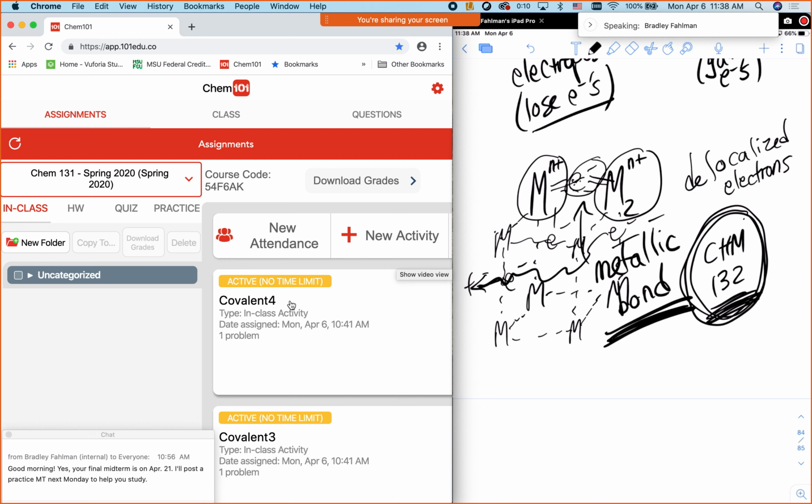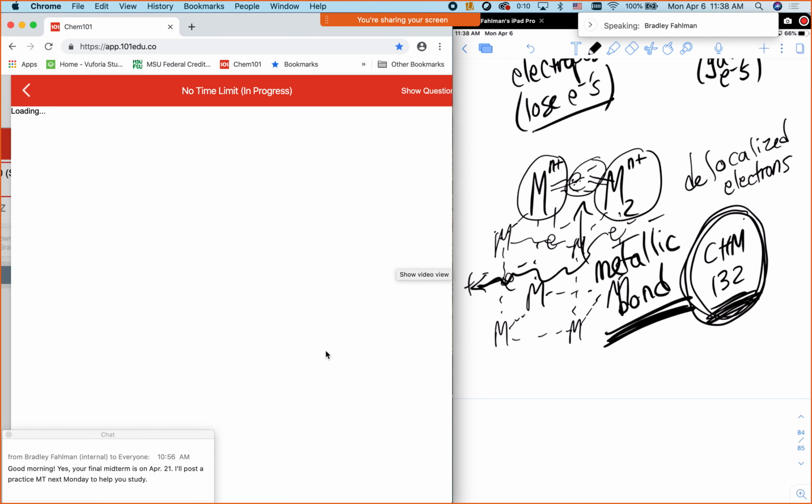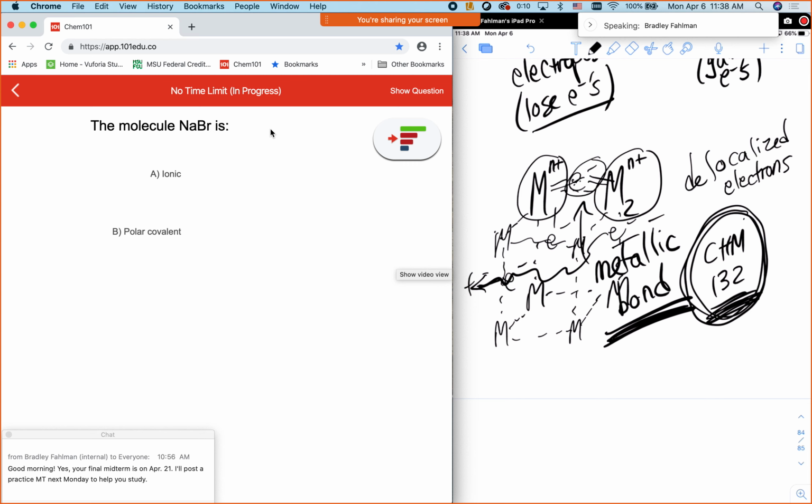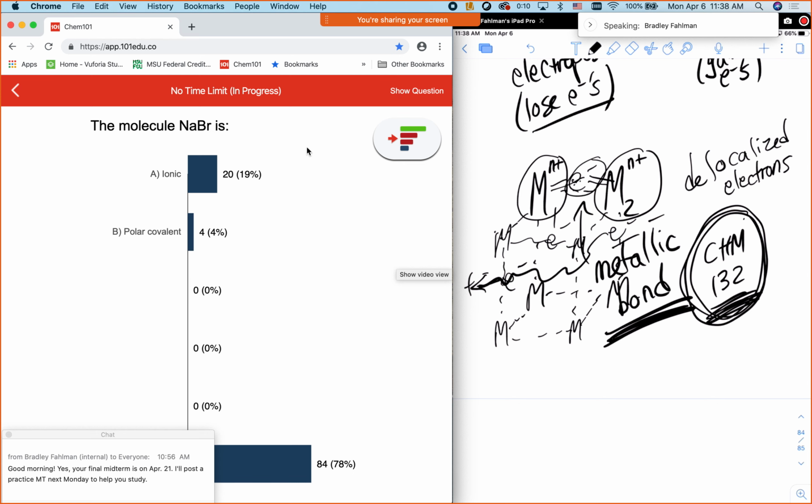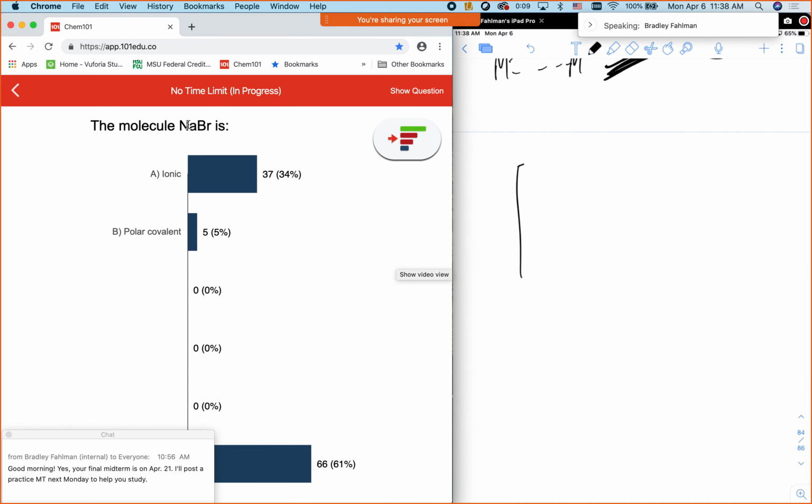Then covalent 3. The molecule NaBr: sodium is in group 1 of the periodic table, and so that is classified as a metal. Here's something to keep in mind, if I do my little illustration again.